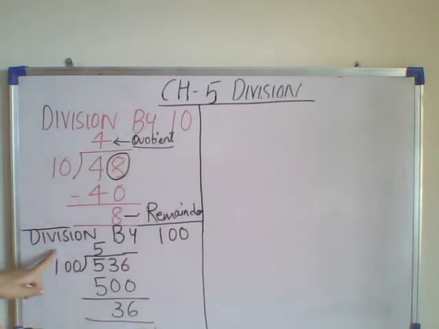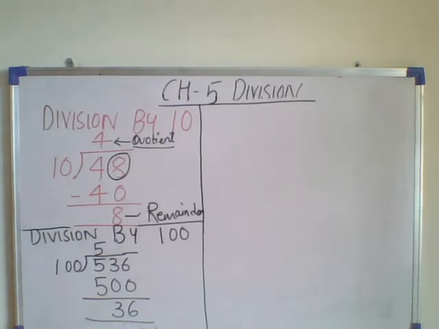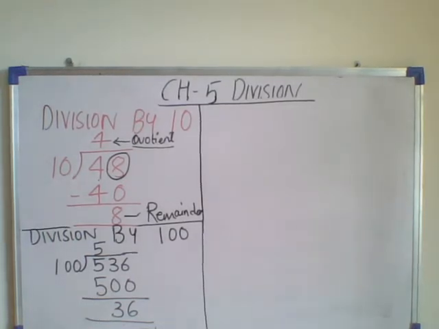Now next is division by 100. Here I have divided 536 by 100. So what is the rule on dividing a number by 100? We remove the digits at the ones and tens places, leaving the rest of the digits to form the quotient. These 2 digits at the ones and tens places will be removed.